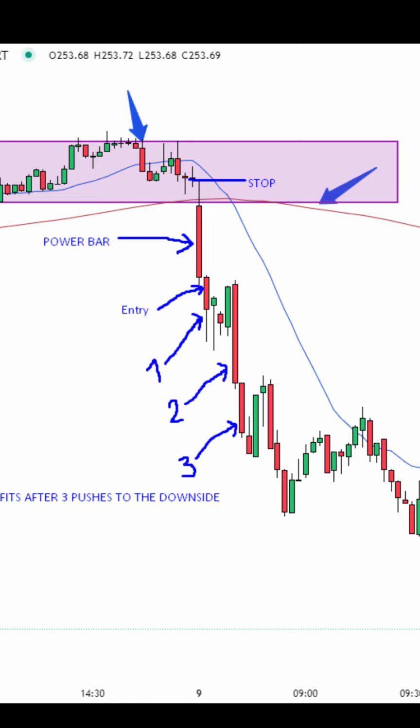So this means every single time you take a trade, you are going to lose only 1 bar, but the best part is you are winning 3 or 5 or 10 bars.